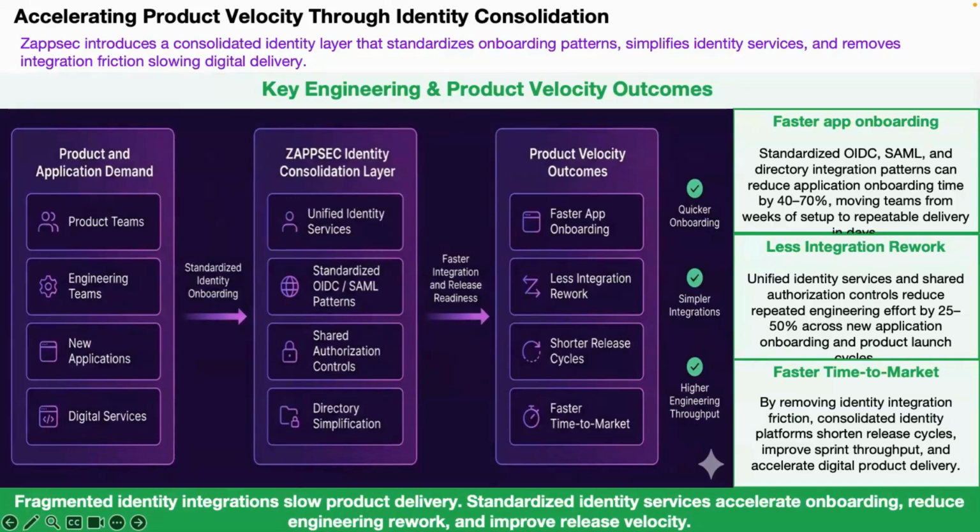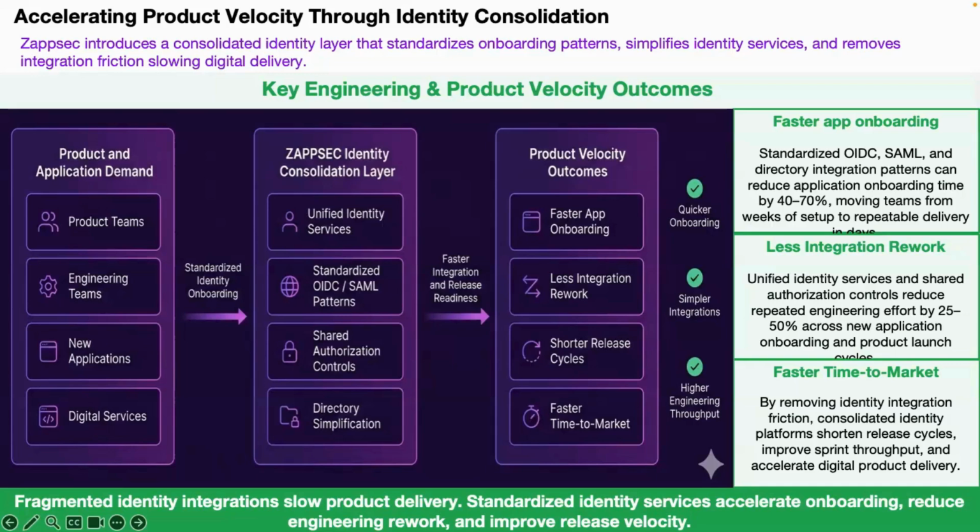There's four metrics here. There's app onboarding time before and after consolidation. There's integration effort per application in engineering hours, sprint drag attributed to identity work, and time to market for digital products that depend on identity services. Those numbers connect identity architecture directly to product delivery speed. Yeah, those are good metrics.